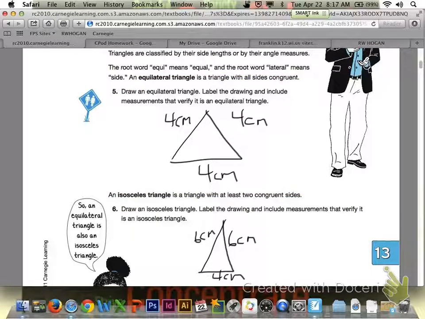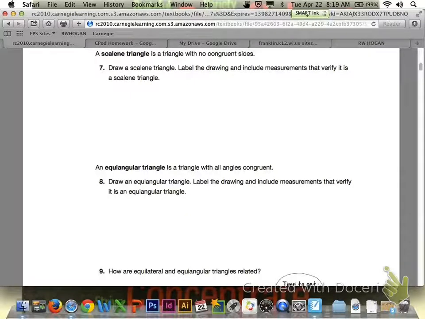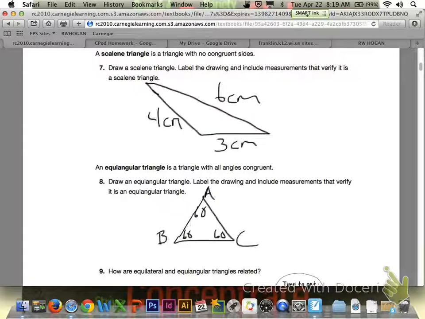Here's an example of what my triangles look like. Obviously I just sketched mine. I have an equilateral triangle that has all sides 4 centimeters, and my isosceles 2 sides are 6 centimeters and the base is 4 centimeters. If you turn to page 822, go ahead and do 7, 8, and 9, talking about scalene triangles and equiangular triangles.